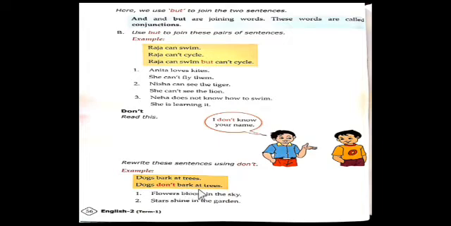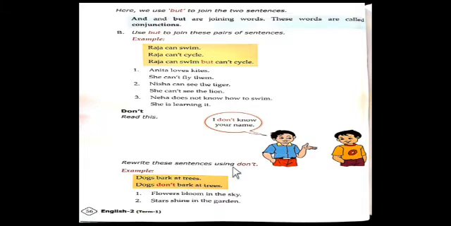Example, elephants don't swim. I don't do homework. They don't fight. Teachers don't drive buses. So here, elephants, I, they, and teachers are the plural nouns or pronouns. So we use the word don't after the elephants, I, they, and teachers, or we can say nouns or pronouns. Okay. So let us go to the exercise here.